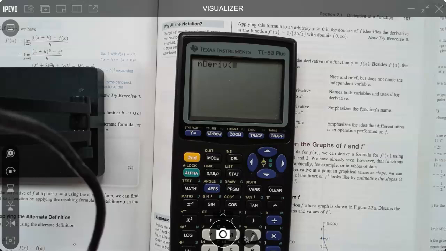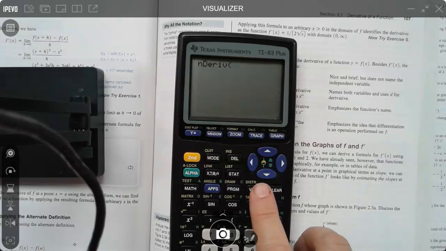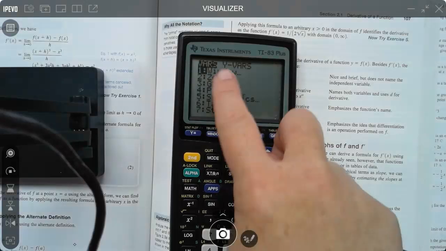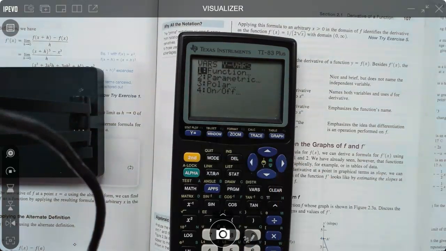All right. Older calculators, you have deriv. You're going to tell it what the function is you're finding the derivative of. To do that, there's a button here that says vars. That's for variables. Scroll over to the Y-vars and hit function, enter. That says Y1 is my function. Your other option is actually typing the function.